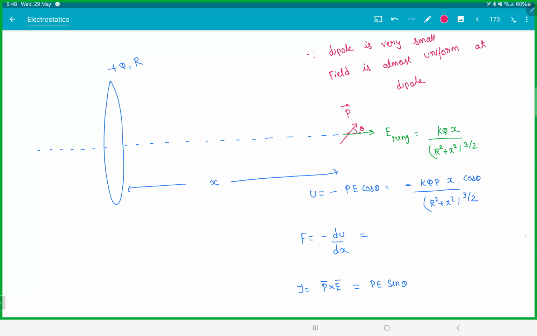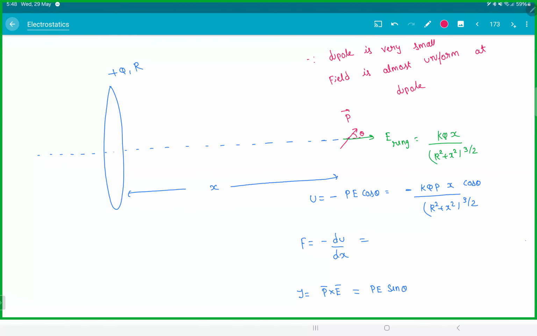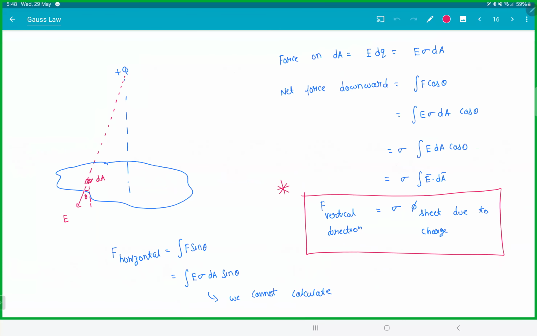Yeah. If you did this, you're right, Arya. All clear with this? The Gauss law thing is clear. Sigma into flux.